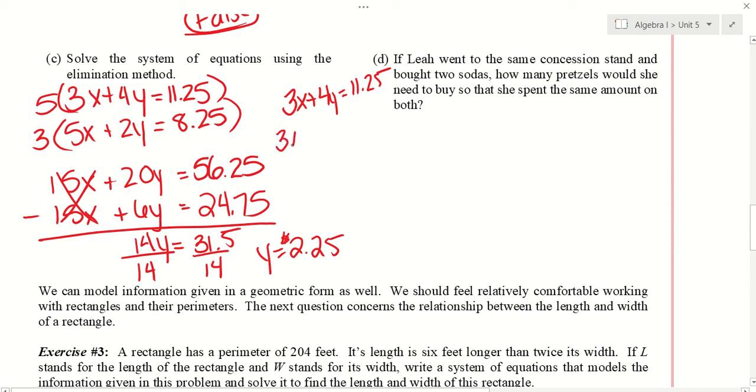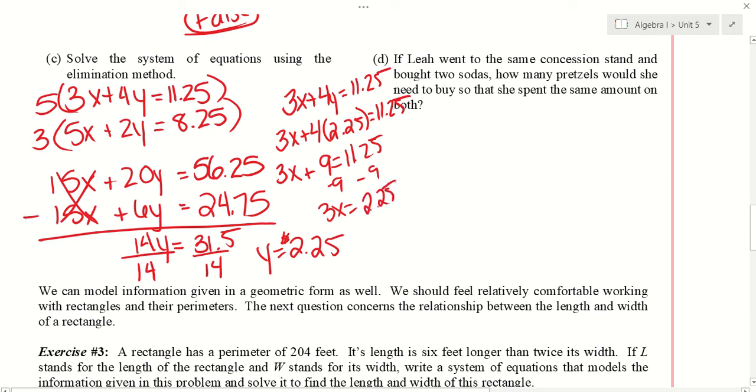I'm going to plug in my y. So 3x plus 4 times 2.25 is 9. Minus 9, that gives me what? 2.25, and divide it by 3, and that gives me 75 cents. So there it is. Pretzels cost 75 cents, soda costs $2.25.